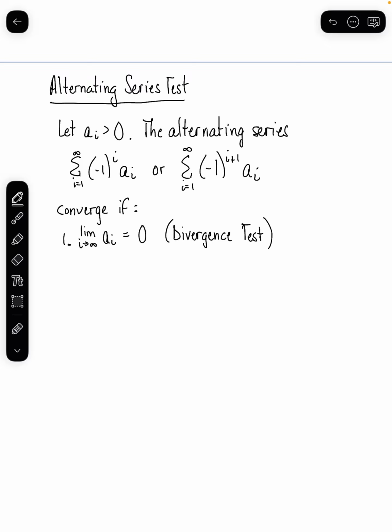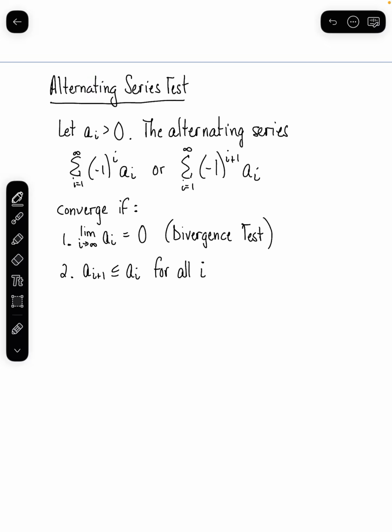So like any series, we need to pass the divergence test. We need to show that there is a chance at convergence based on the idea that the terms are getting smaller and smaller as we go and approaching 0. The second condition, then, is simply that each new term must be smaller in magnitude than each previous term, or at least no larger than it, for all i.